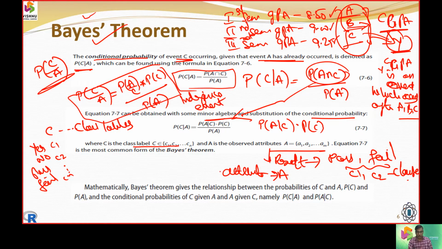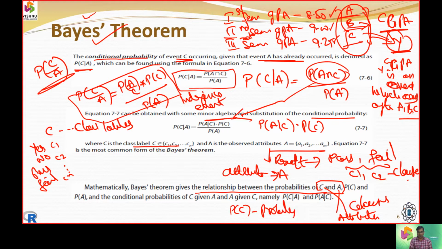Now the Bayesian value is going to give the relationship between the probabilities of C and A. What is C? C is called classes. What is A? A is called attributes. So we say P of C is the probability of C, and P of A is the probability of A.